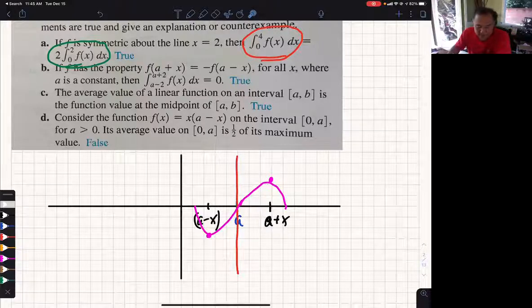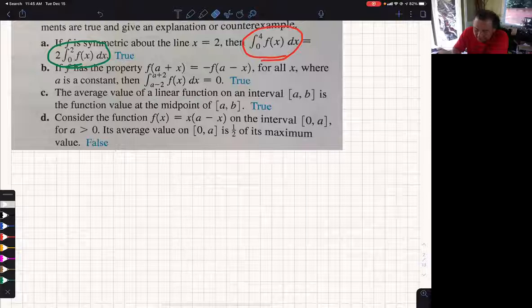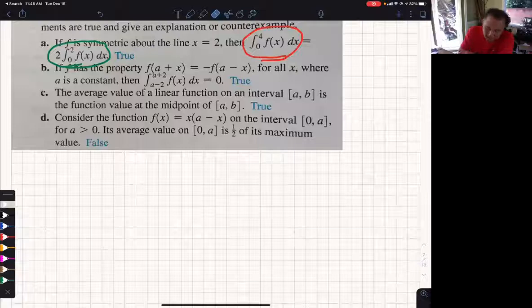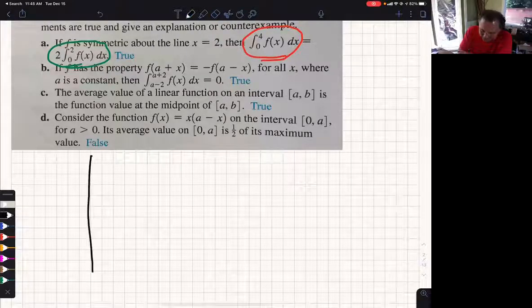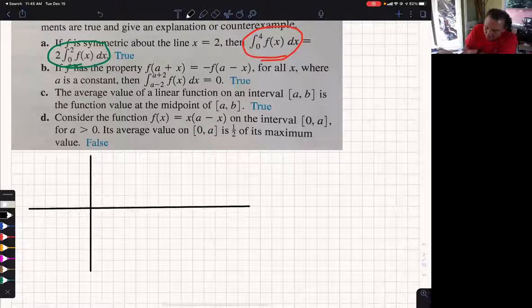All right, let's go to C and D. Let me erase all this. The wave is coming, so hang in there. It's a long problem. The average value of a linear function on the interval from A to B is the function's value at the midpoint of A and B. Let me draw a picture. I so butchered these problems first period with stupid, dumb things. Okay, the moral to the story.